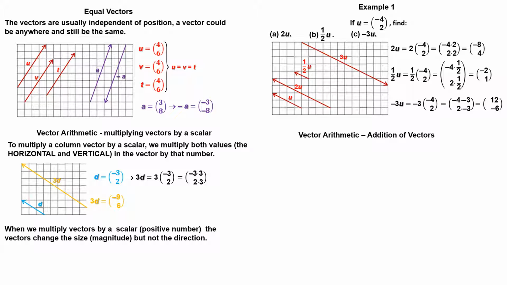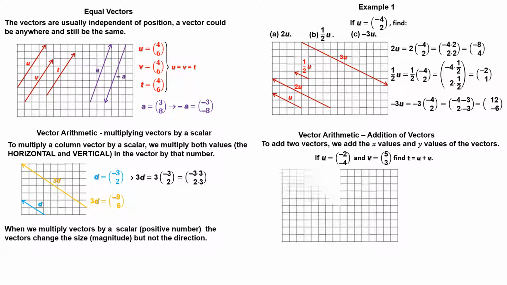Addition of vectors. To add two vectors, we add the x values and y values of the vectors. Let's find the vector t. Vector t is u plus v. Let's add the x values and y values of the vectors.